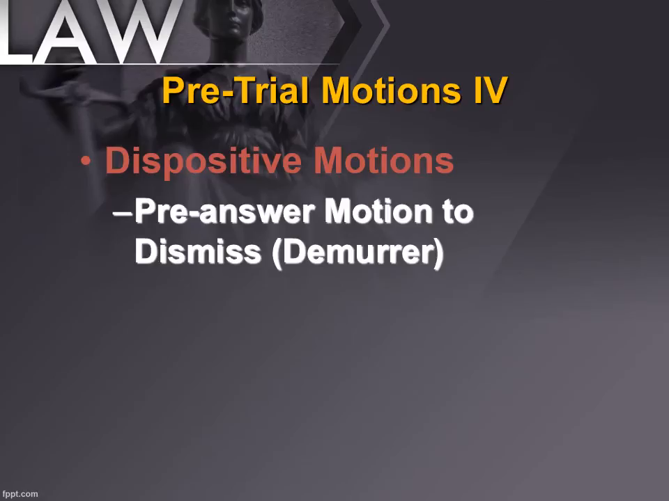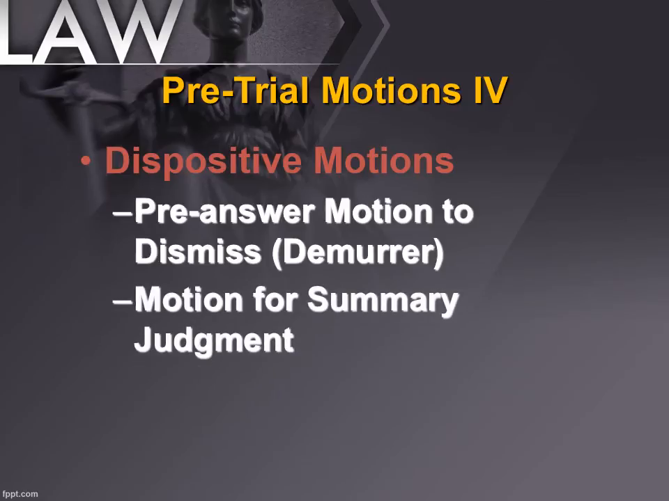Demurrer acts the same way. It's like a motion to dismiss in that the defendant is asking for dismissal of the case because the plaintiff has insufficient grounds on which to proceed. It's saying the same thing as a pretrial motion to dismiss.